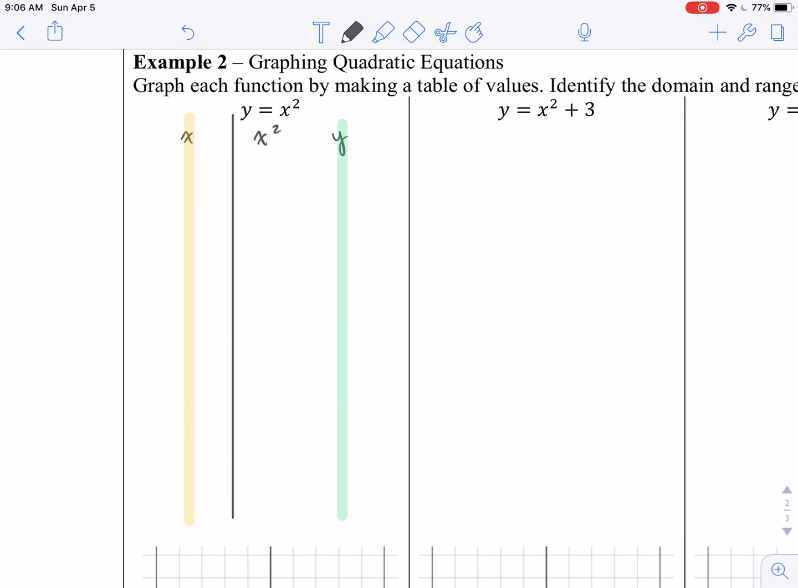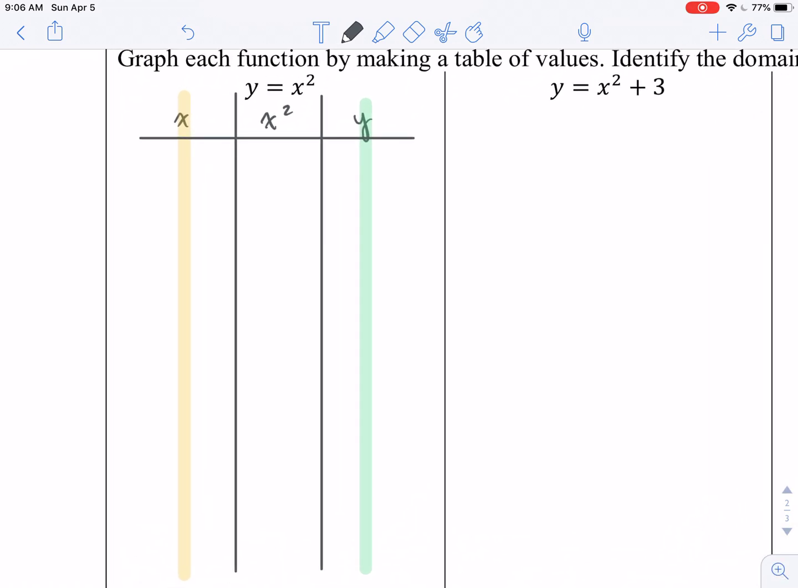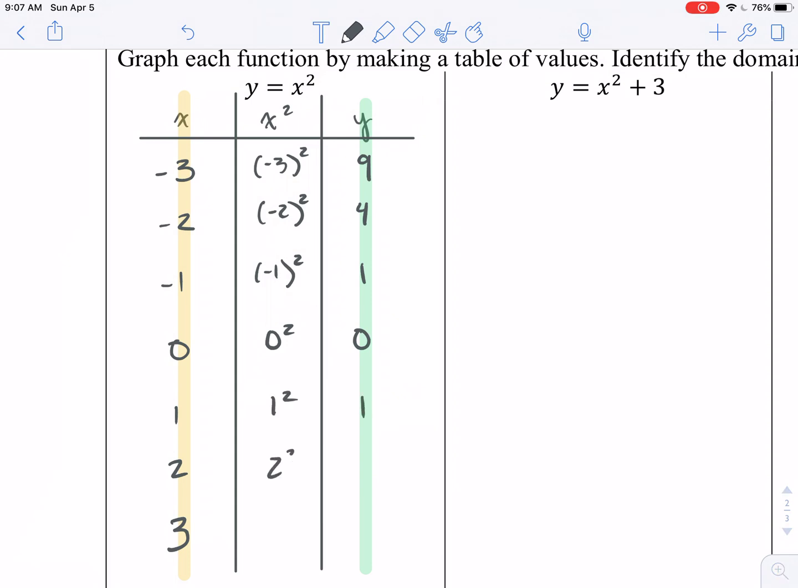So for our first graph, we have y equals x squared. You remember that this is called the parent function. It's the simplest, most basic quadratic function. So let's see what happens when x is -3, -2, -1, 0, 1, 2, and 3. Well, -3 squared is 9, -2 squared is 4, -1 squared is 1, 0 squared is 0, 1 squared is 1, 2 squared is 4, and 3 squared is 9.